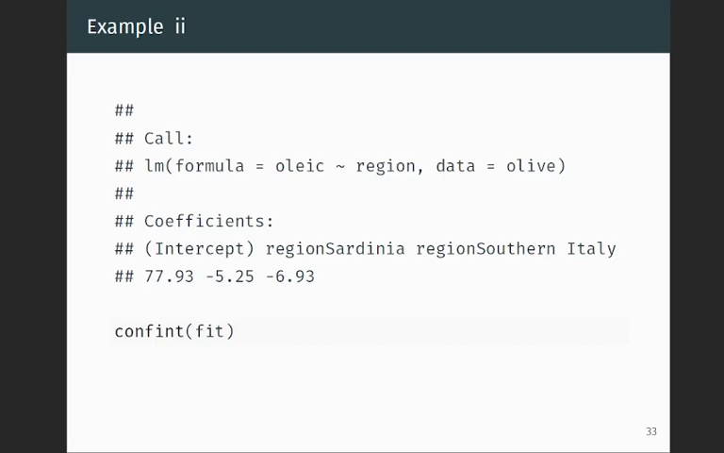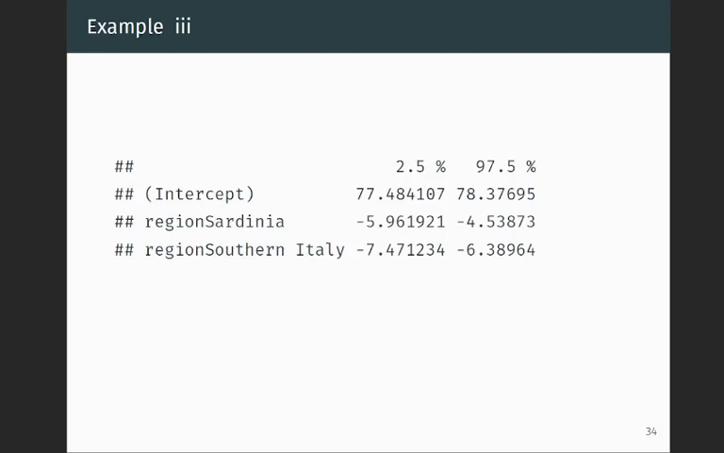Just as before, we can still compute confidence intervals using the conf_int function. And what we get are the following ones. And you can see that for both region Sardinia and region southern Italy, the confidence intervals do not include 0. And so in both cases, we can say that the average levels of oleic acid in those 2 olive oils are significantly different from the ones in the olive oils of northern Italy. Okay?